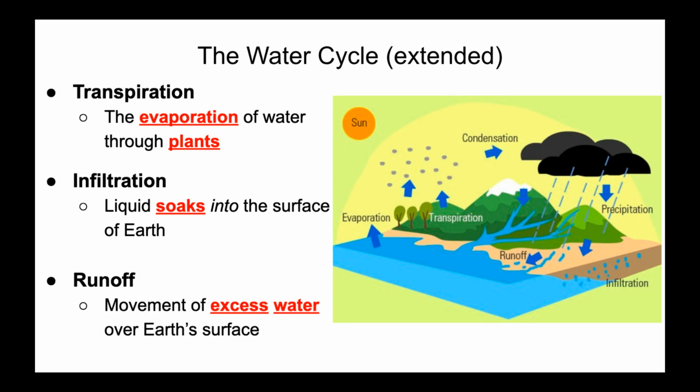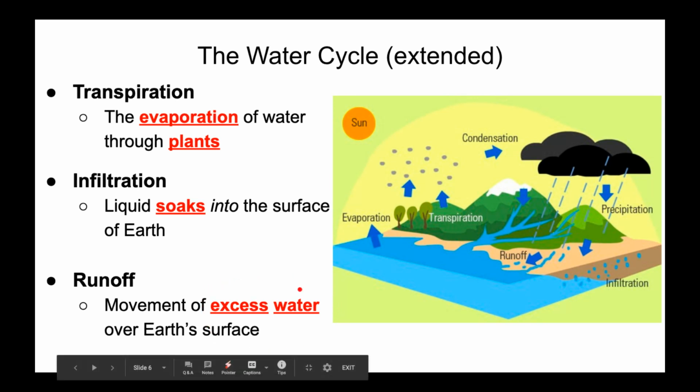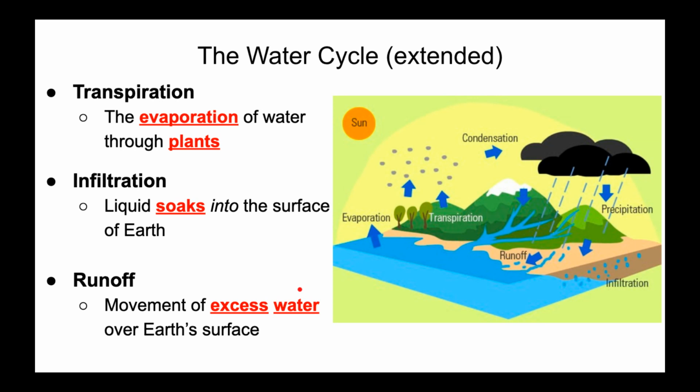And then the next one is runoff. So that's when we have that excess water that's not going into the ground and it's moving over the surface. And this will end up flowing into some larger body of water.